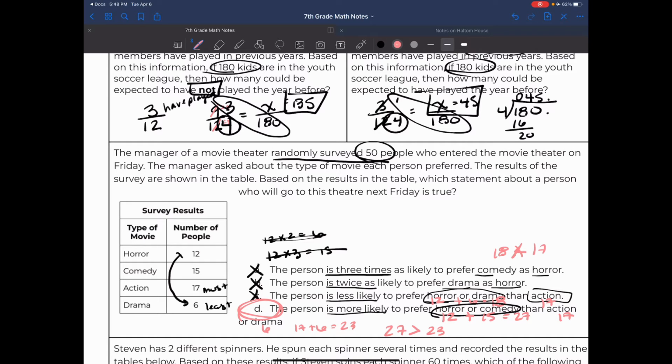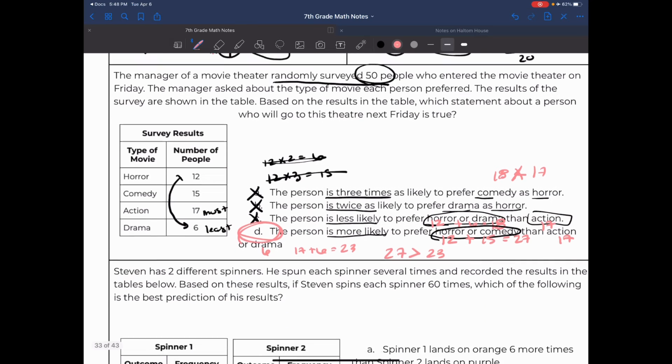That was so many words and so much thinking. And yes, you're going to have a lot of questions like these. So let's try another one.